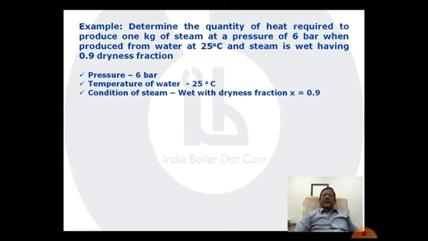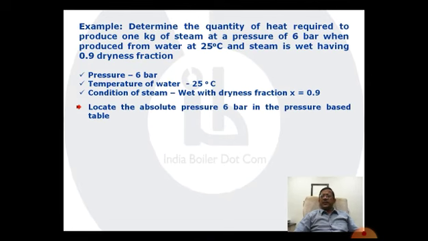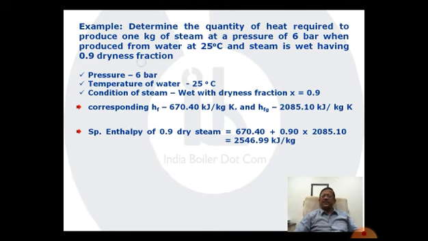Now, how much enthalpy is there in the 0.9 dry steam? For that I have to look at the 6 bar pressure in the steam table, and take the corresponding HF and HFG from the steam table at 6 bar. Then use the enthalpy equation of wet steam, HF plus X HFG. I get the enthalpy as 2546.99. Now, what is this enthalpy? It is the heat added to 0 degree centigrade water to get steam of 0.9 dryness fraction.